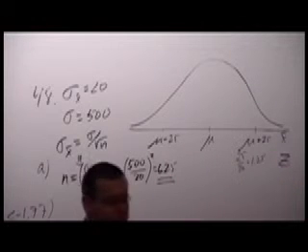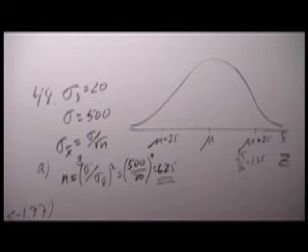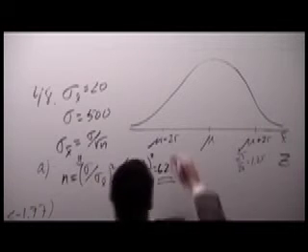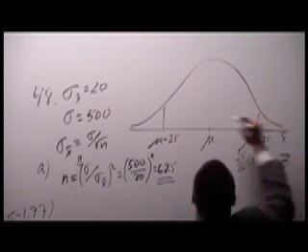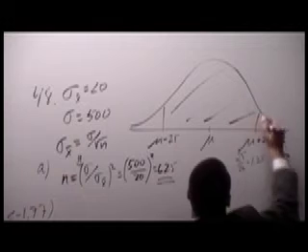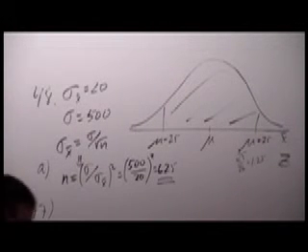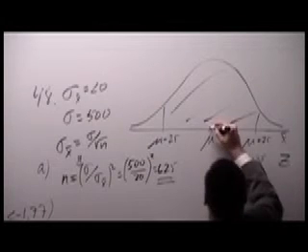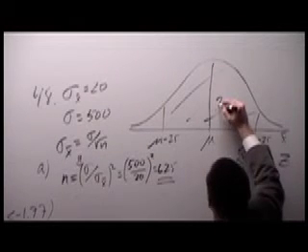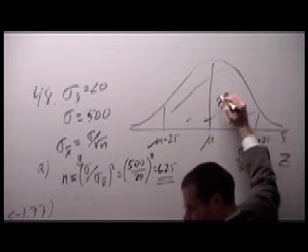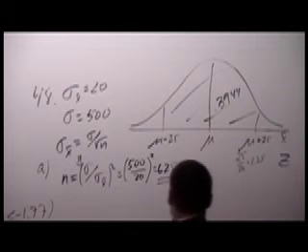Okay. So the probability of being within 25 is this area. If you look up 1.25, you get 3, 9, 4.